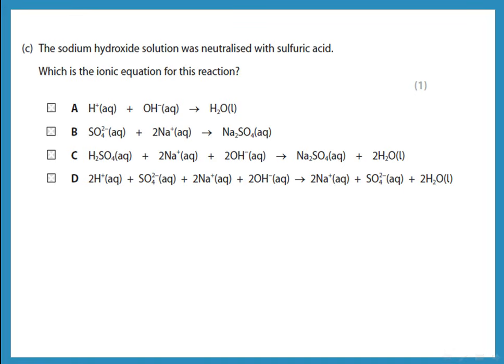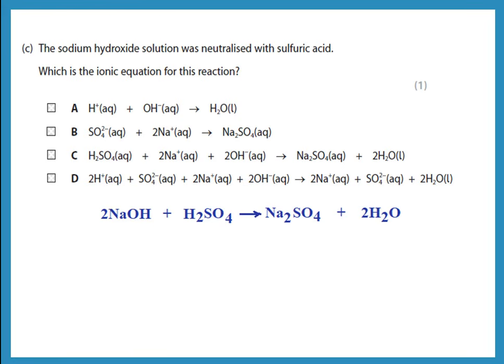Okay, the next question says, what is the ionic equation for the reaction between sodium hydroxide and sulfuric acid? So sodium hydroxide was neutralized with sulfuric acid, and he's telling me to write the ionic equation. You have to remember how we write ionic equations. We said we write the equation first, the normal equation. Sodium hydroxide plus sulfuric acid would give what? Well, you should know sodium sulfate plus water. This is acid plus base to give salt plus water. We balance, so we need these two NaOH and two H2O for balance. So this is the balanced symbol equation.